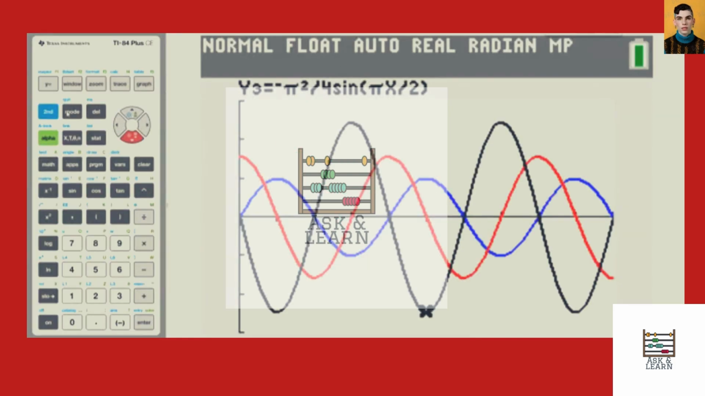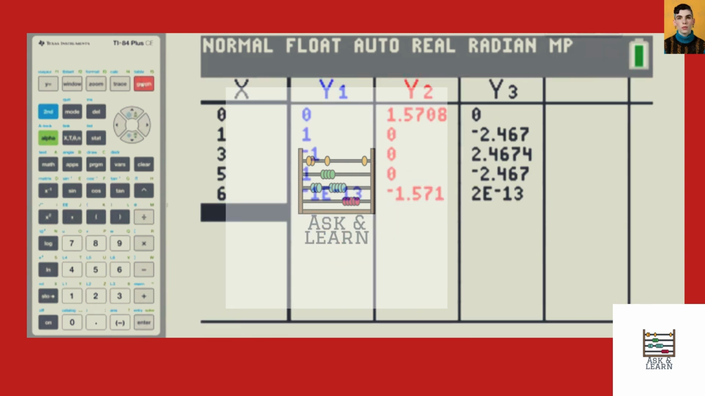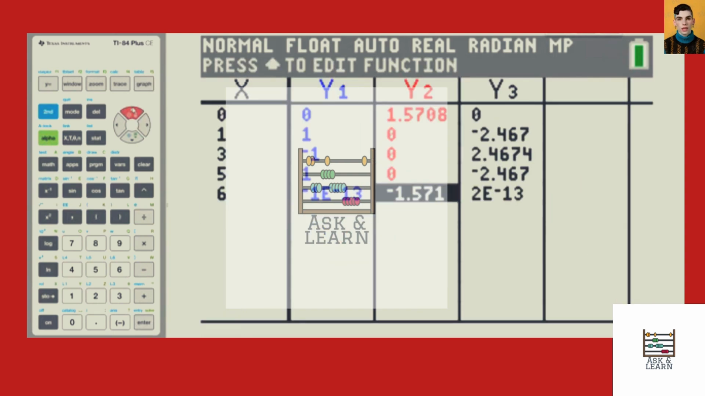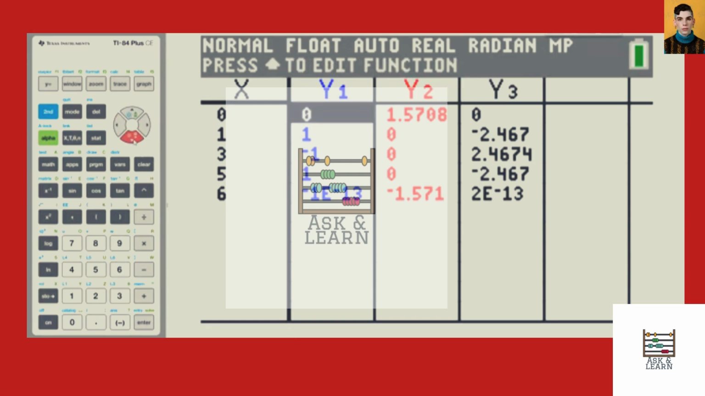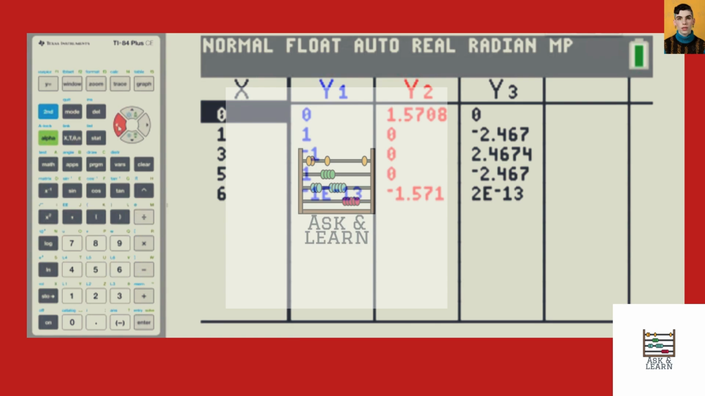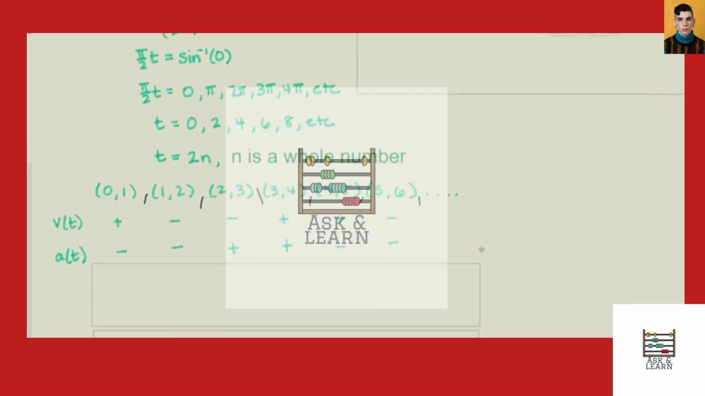If you go back to the table, my y2 column will be my velocities, and my y3 column will be my accelerations. And what I could do is just take numbers from each interval and type them in, and I'll be able to find out whether the velocity is positive or negative and whether the acceleration is positive or negative. So I did that, and I have all the signs here.